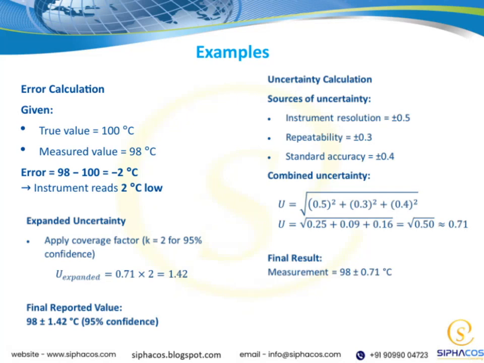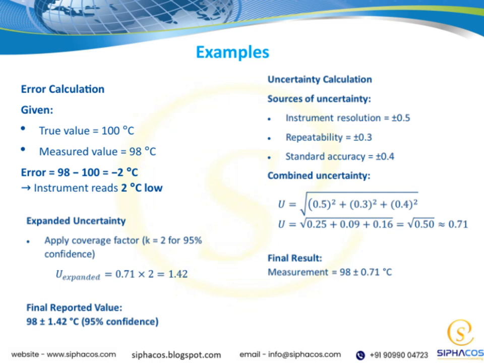All right, let's look at some examples to understand error calculation better. Suppose we have a true temperature value of 100 degrees Celsius. Now, if our measured value is 98 degrees Celsius, we can find the error by subtracting the true value from the measured value. So 98 minus 100 equals -2. This tells us that our instrument reads 2 degrees low. Essentially, the error here is -2 degrees, indicating a slight underestimation.